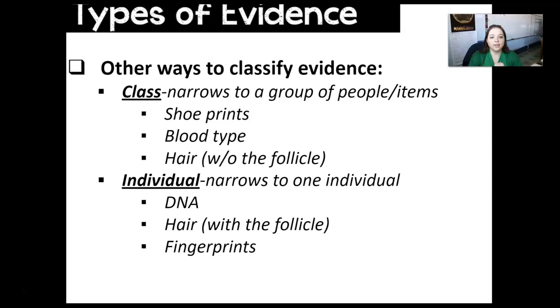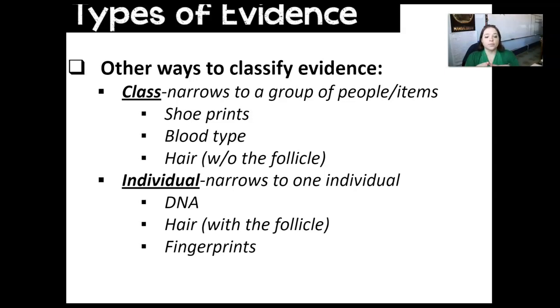So then, ways to classify it. You've got class and individual. And so overall, you can do class. This narrows a group of people or items. This is like hair, like I was talking about, hair can be broken up even further. So with hair, if it's got the follicle, like if I rip my hair out, and I've got the little bits on the end, that's the follicle. When I have that follicle, they can trace it to me, and it's to me.